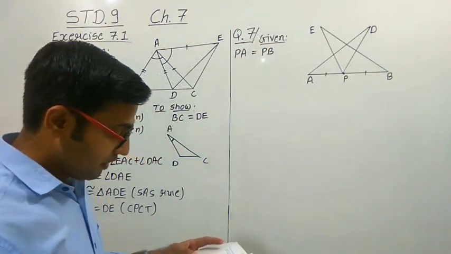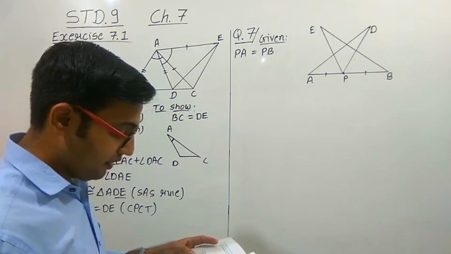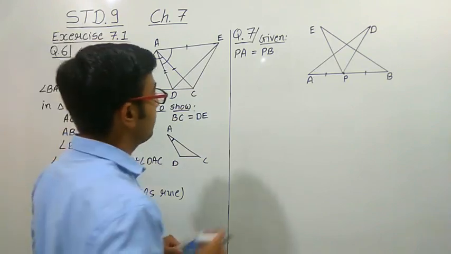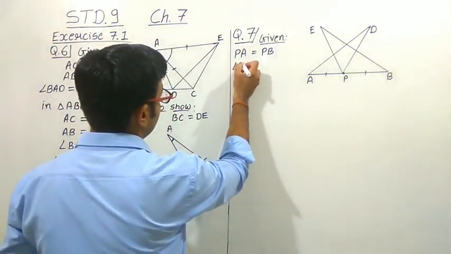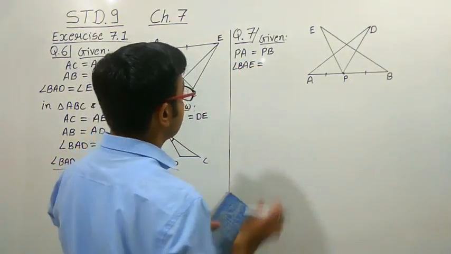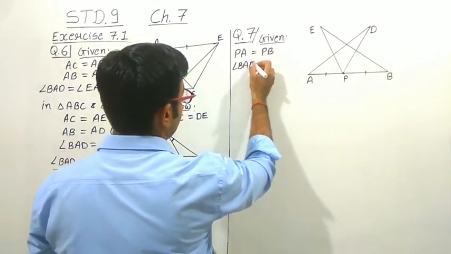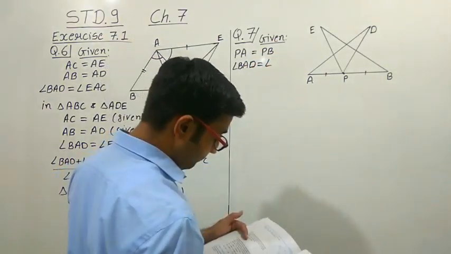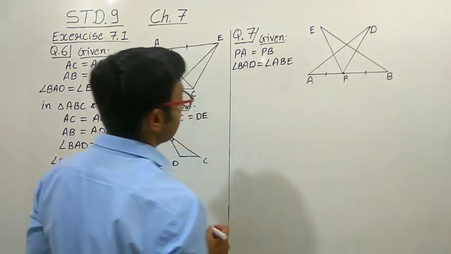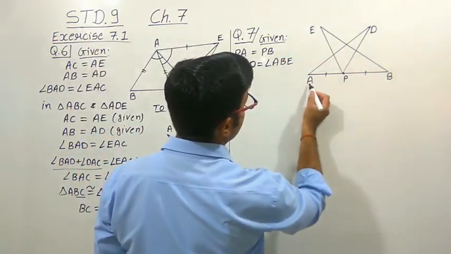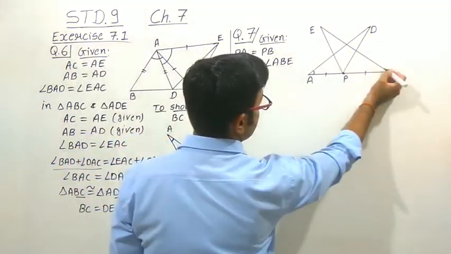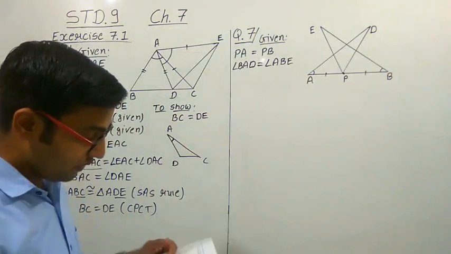Next thing we are given is that D and E are points on the same side of AB such that angle BAD is equal to angle ABE. Now see, BAD is this angle, and ABE is this angle. These two angles are also given equal.